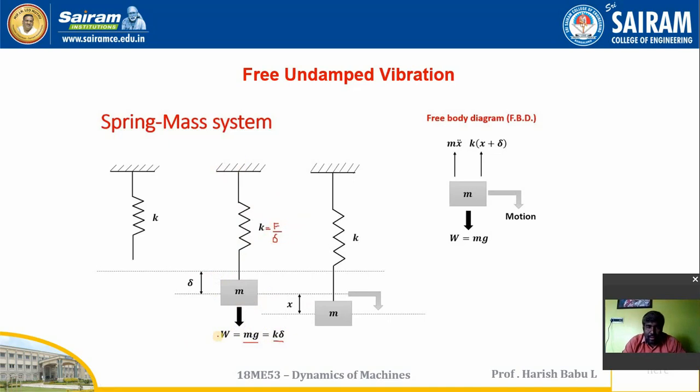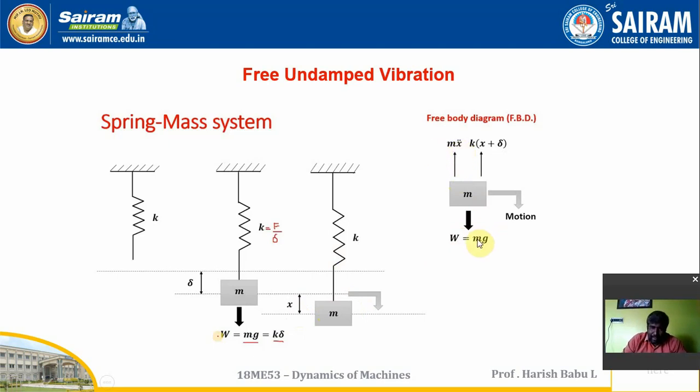Now I want to alter the equilibrium position by giving a displacement x to the mass m. So I'm going to give a displacement x over here for the mass m. The mass m has been moved downwards, so I have W is equal to m into g. There will be an inertia force acting at the top, which always acts opposite to the acceleration. The acceleration is given downwards, so the inertia force will be acting upwards, that is m x double dot.